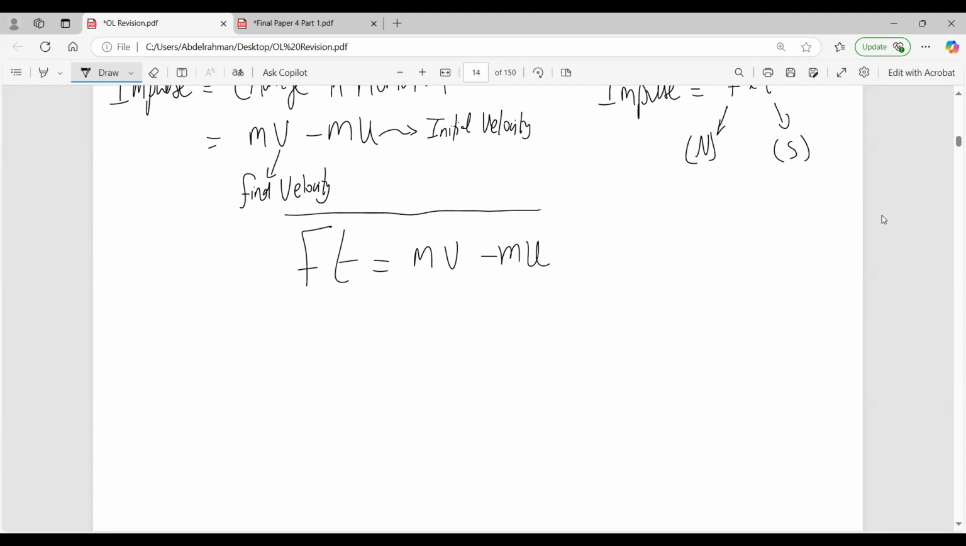One of the most important equations that we will be using in this lesson. Ft equals mv minus mu. Final momentum minus initial momentum. It's the change in momentum. That's why we said that the force is the rate of change of momentum. We can find the change in momentum and divide it by the time. This is the impulse.